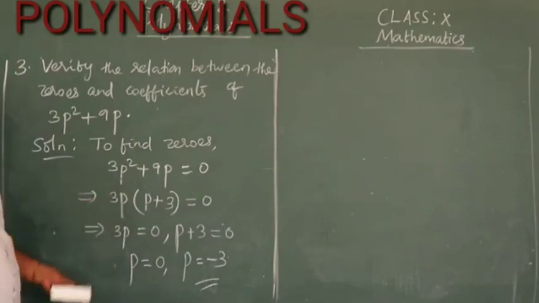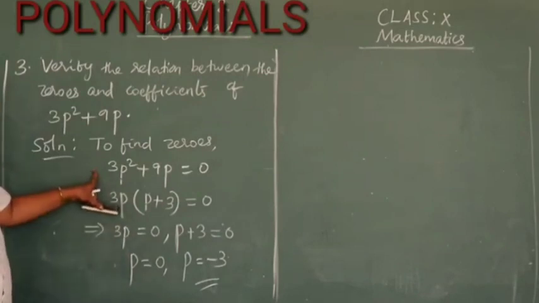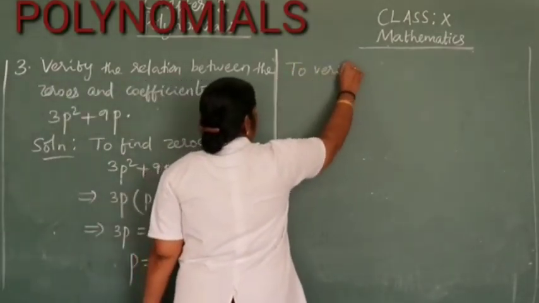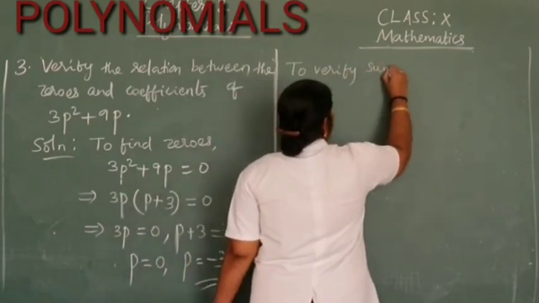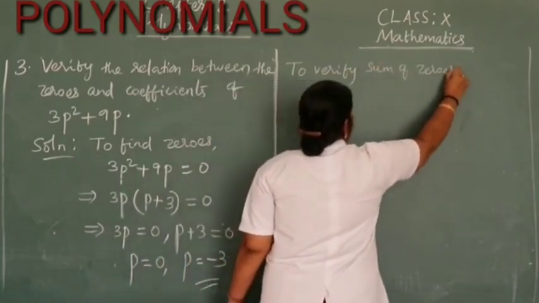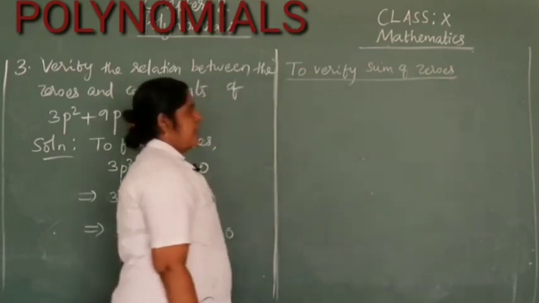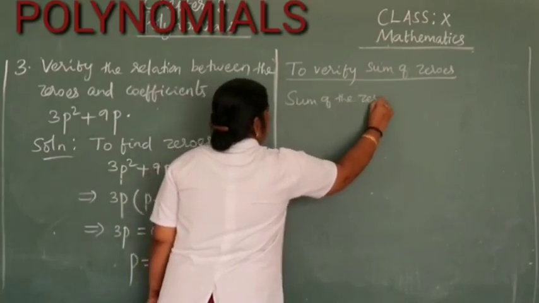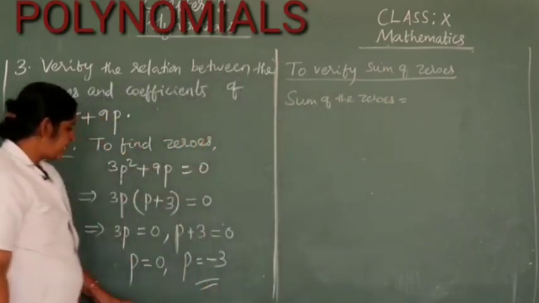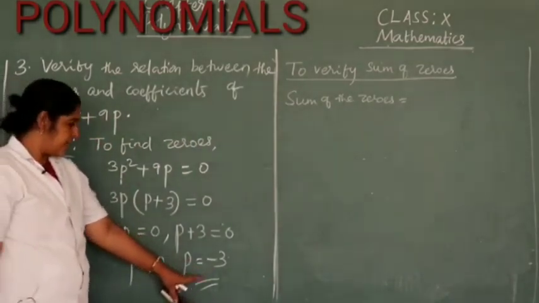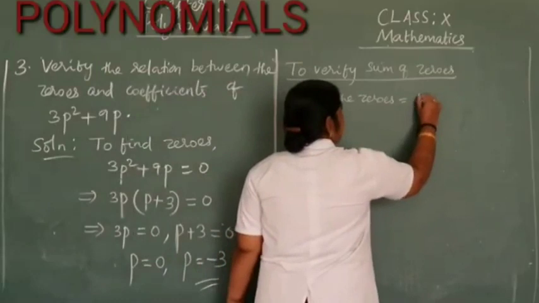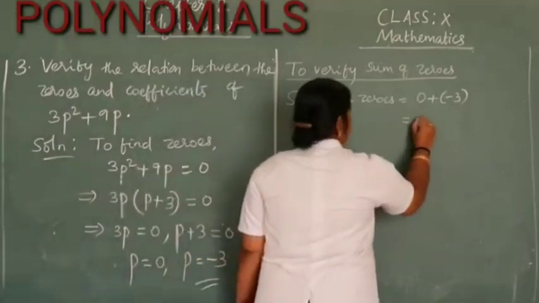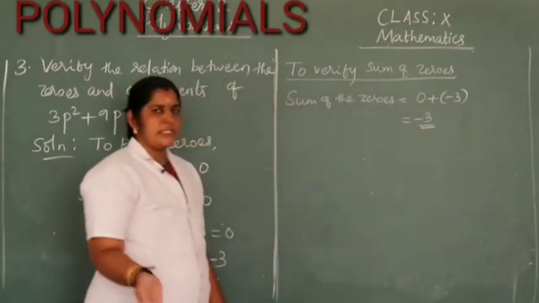Now we need to verify the relation between zeros and coefficients. So first we need to verify sum of zeros. So first sum of the zeros equal to, what are the zeros we have? 0 and minus 3. So when you add 0 plus minus 3, what is the sum? Equal to minus 3.